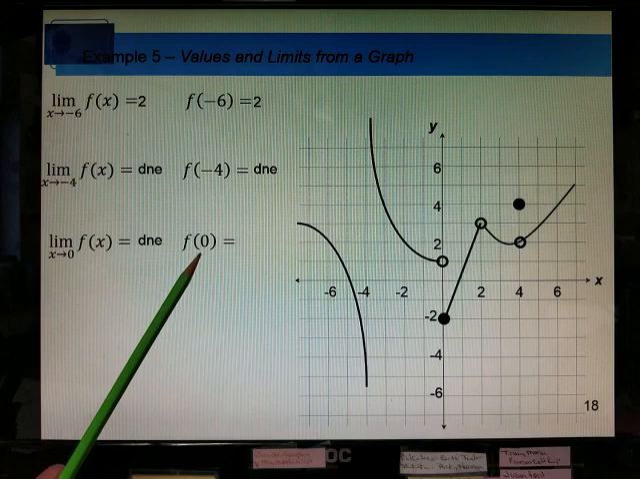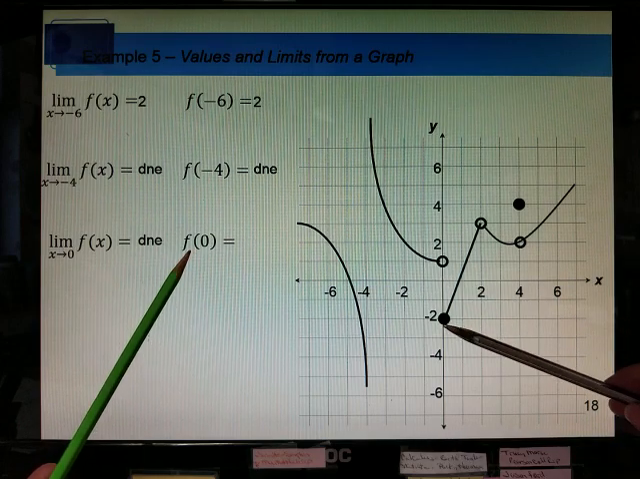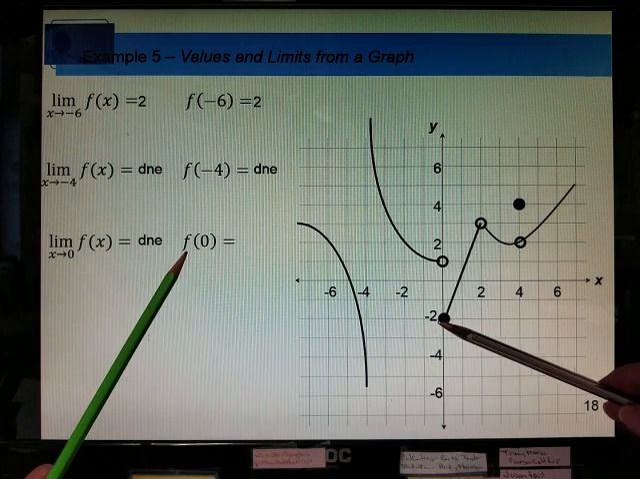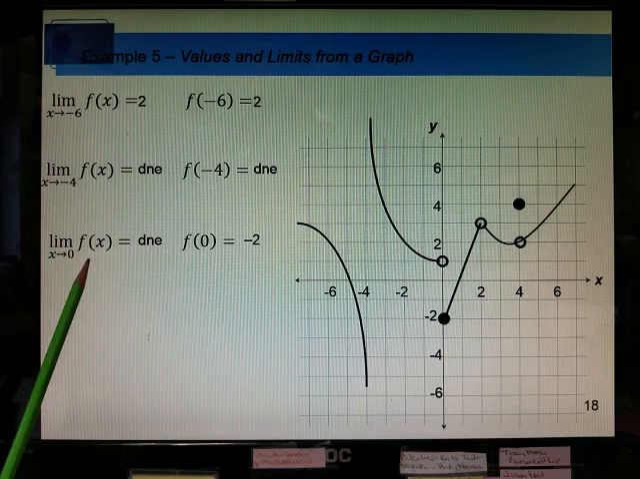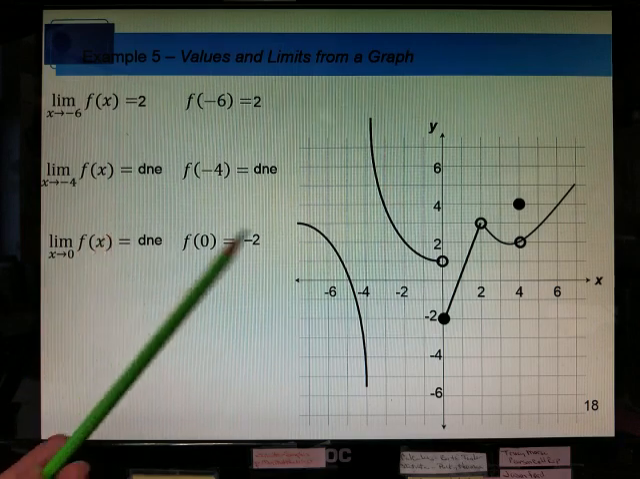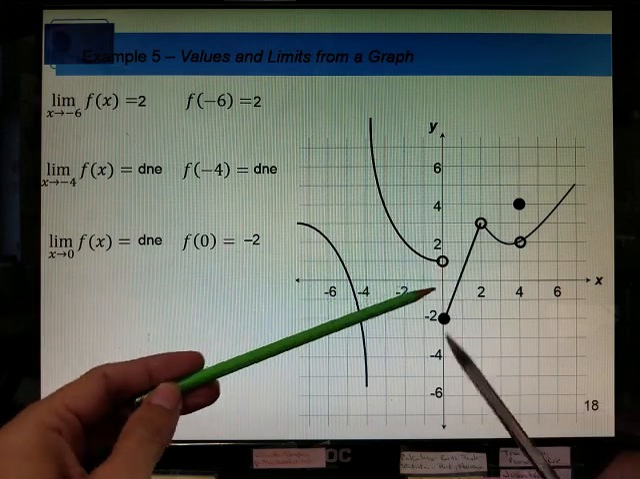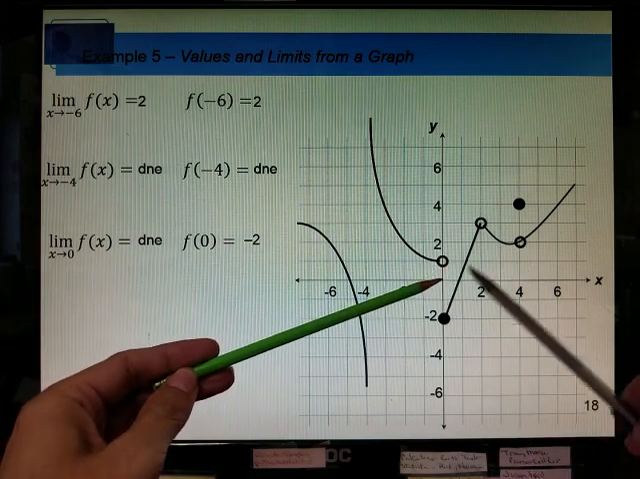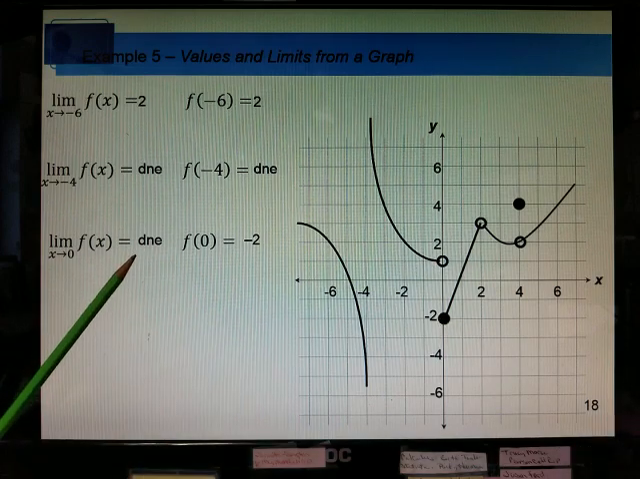See, what is the y value when x is 0? So right here where x is 0, that y value is negative 2. That is a closed-in circle. So that would be negative 2. And again, for this limit to exist, it had to be the same from the right and the left. So here was x equals 0. The left side of it was 1. On the right side, that y value was negative 2. These were not the same. That's why this did not exist.